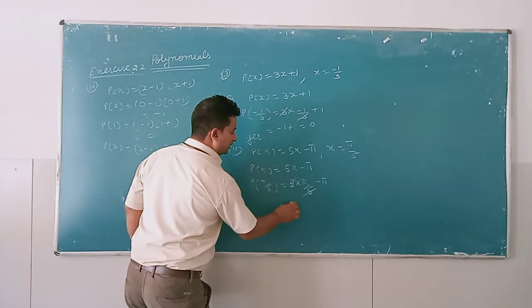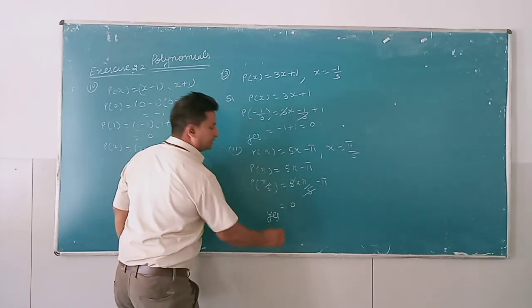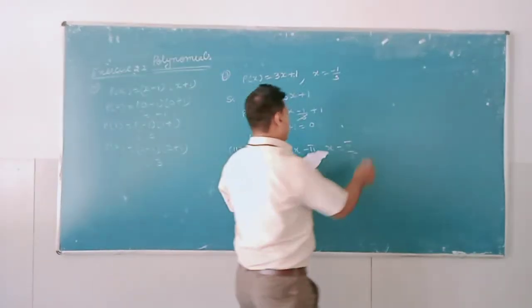This cancels out, so pi minus pi is 0. So yes, it is the root of the given polynomial.